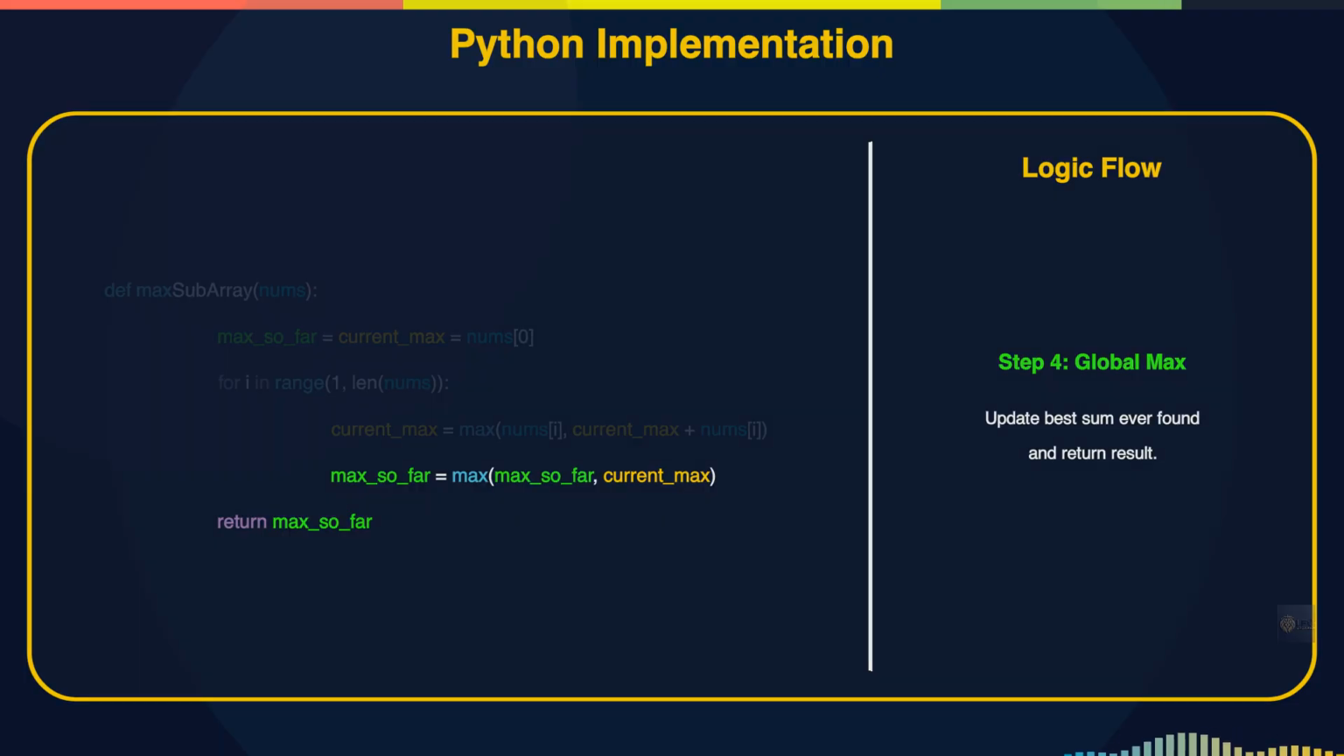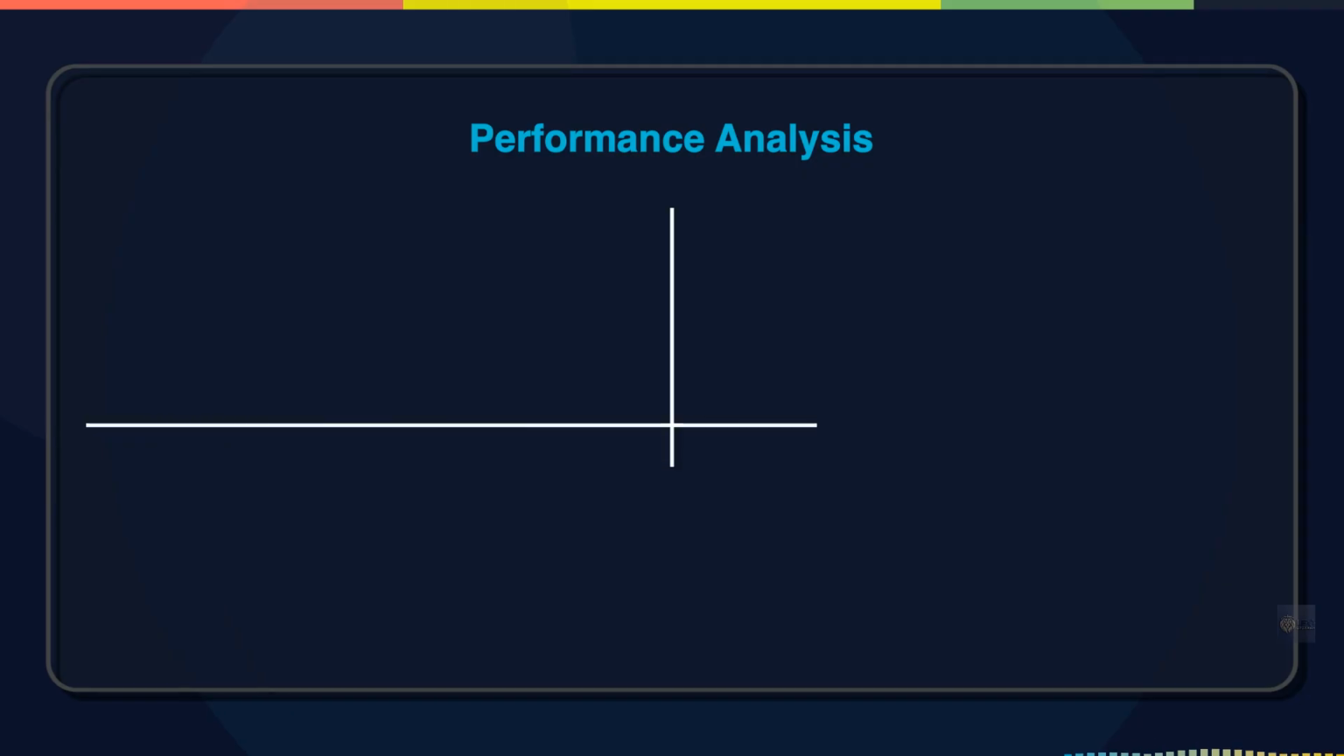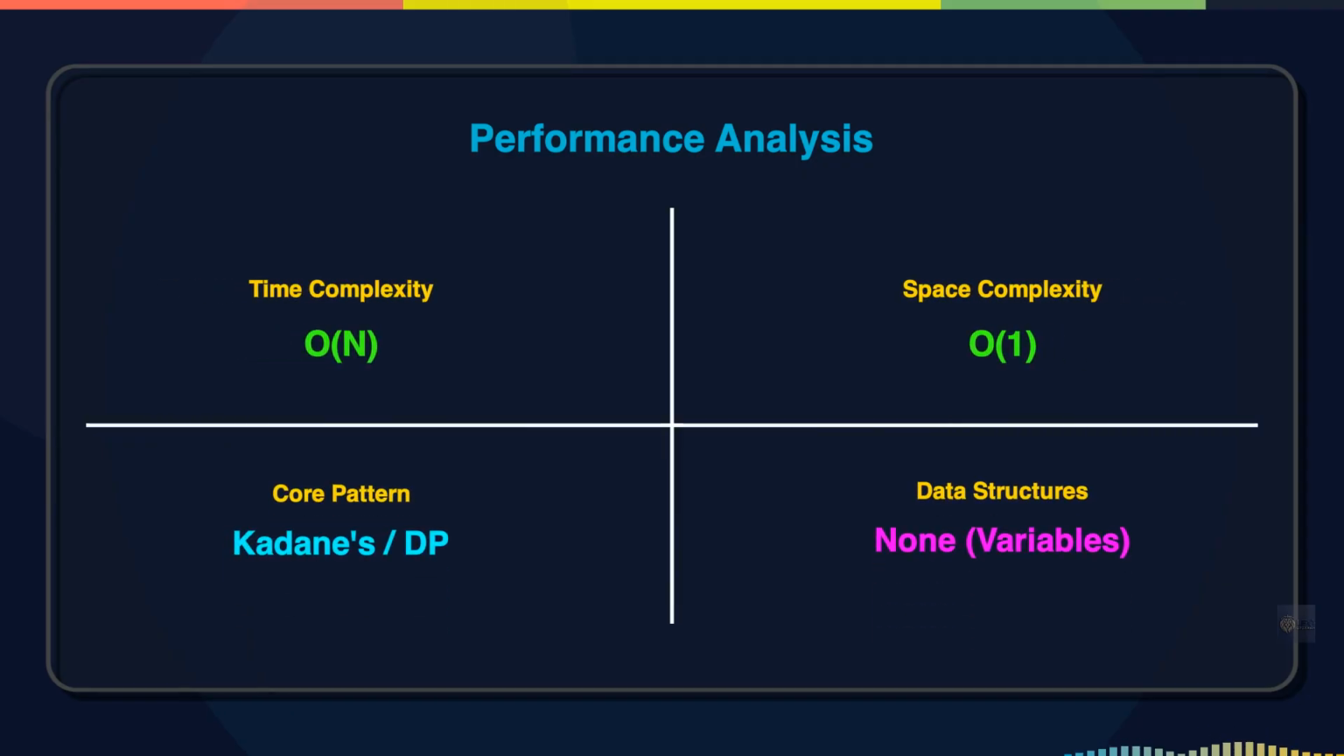Looking at the complexity, the time complexity is O of n, where n is the length of the array, because we traverse the array exactly once. The space complexity? O of 1. We only need two variables to keep track of the sums, regardless of how large the input array is. And that is the Maximum Subarray Challenge mastered.